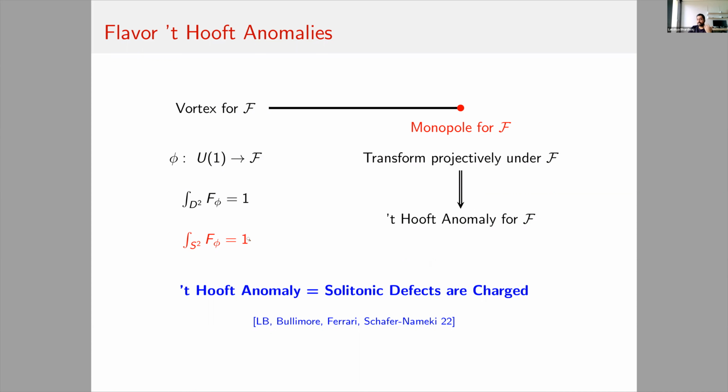Okay. Now the statement of anomaly is as follows. If these flavor monopole operators transform not linearly under the flavor group, but transform projectively under it, then there is a non-trivial 't Hooft anomaly for the flavor symmetry. And this is actually a much more general phenomenon. Both of these two defects are inducing some background fields for the symmetries that you have, and they're solitons for this reason. So we can call them solitonic defects. And in general, whenever solitonic defects are themselves charged under the symmetries, that's an indication of 't Hooft anomaly, which we discussed in our paper last year. And this is precisely the case where the solitons are the flavor monopoles.